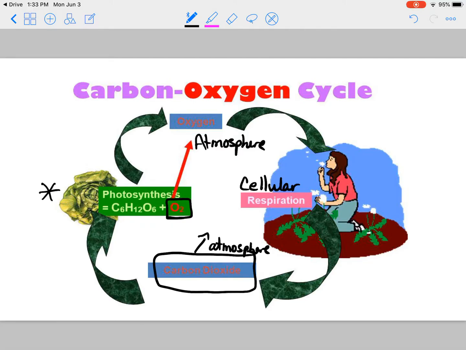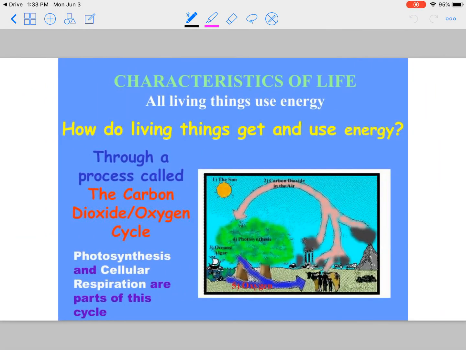So in photosynthesis, oxygen is given off. In cellular respiration, carbon dioxide is given off. So how do living things get and use this energy? Well, first of all, we know that plants use photosynthesis to get their energy, and that's going to originally come from the sun up here.